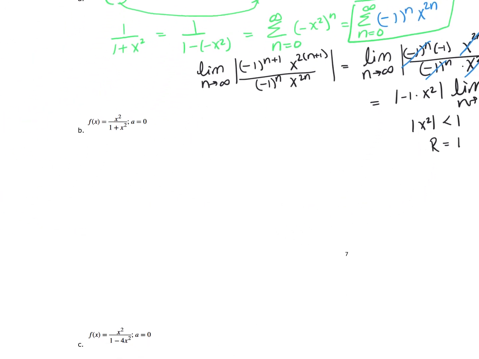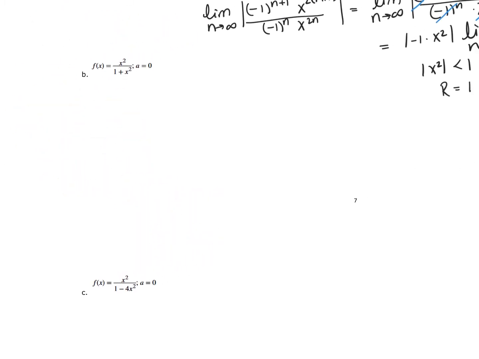Let's take a look at my next example. So I have, all of these have centers at 0. I thought I had one that I didn't. Okay, well that's okay. I meant centers at something other than 0.